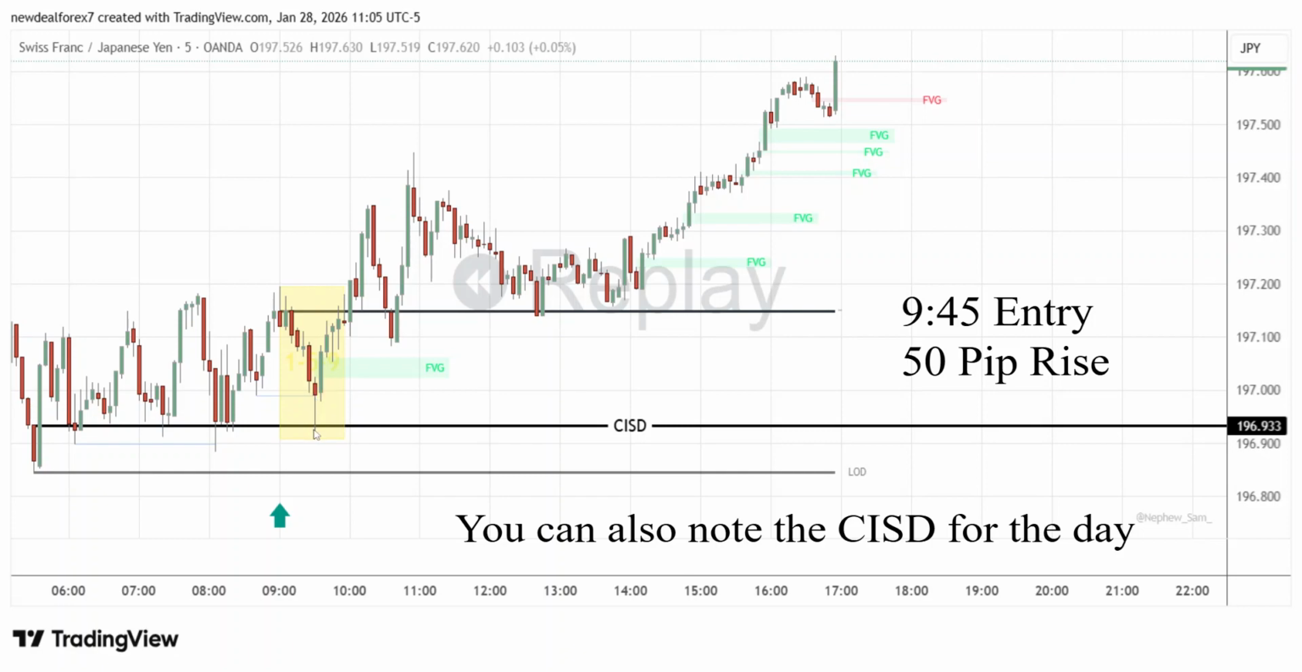This red candle right here did also create the low of the candle, and the change in state of delivery, I wish I would have labeled it, but it is this green candle right here. That's your entry right there, and it did rise for 50 pips. That's done. That's it. Done deal. It's over. Two red candles, you expect a green. I don't know how else to really explain that.